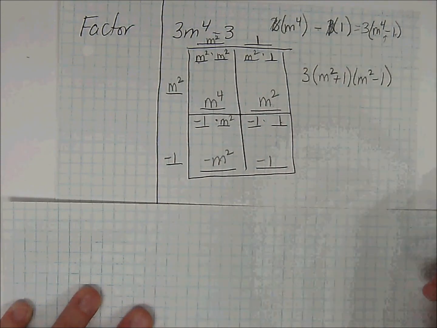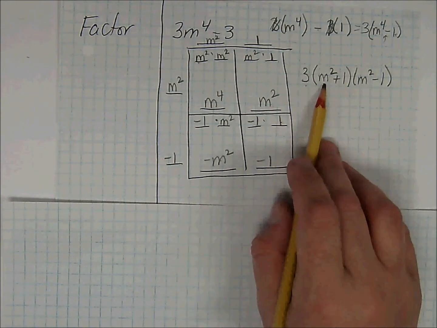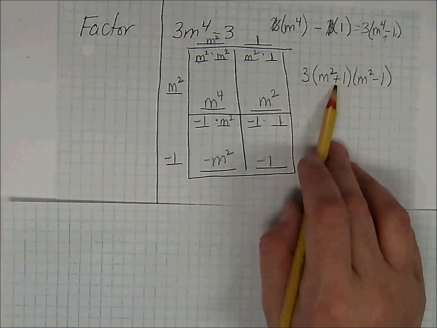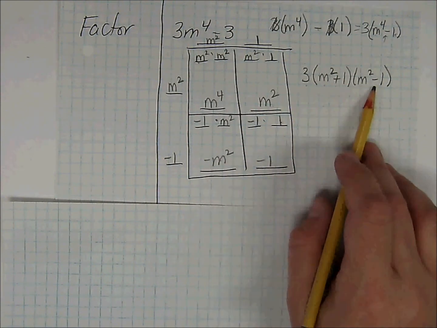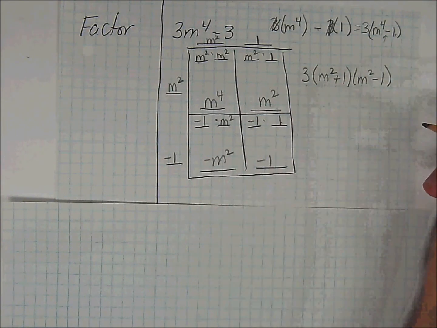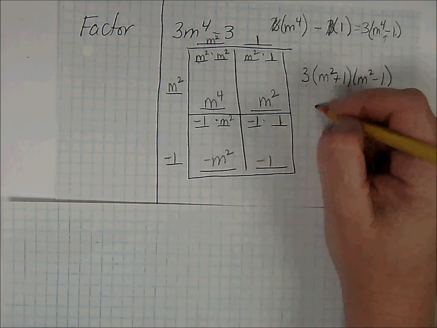Looking to see if we factored completely. Nothing we can do here. Oop, there's a square. It's not a difference. So I move to the next one. There's a square. It's a difference. Is it a difference of 2 squares? Well, m squared is the easy one. What is 1? 1 is 1 squared. So I need to do another box.